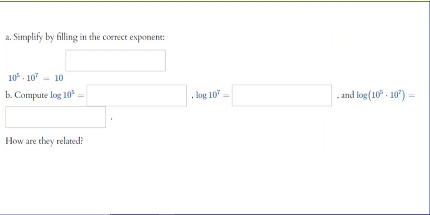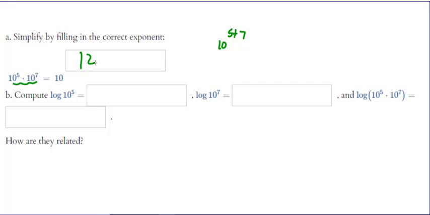All right, so let's look at some problems and simplify by filling in the correct exponent. If you're multiplying two things that have the same base, then you add their exponents. So that's really like 10 to the 5 plus 7, so that would be a 12 up here.